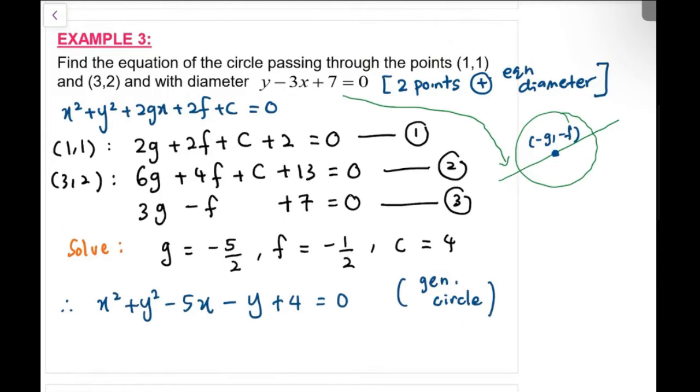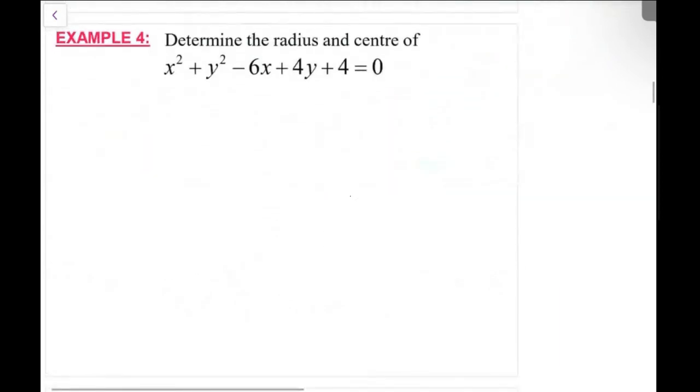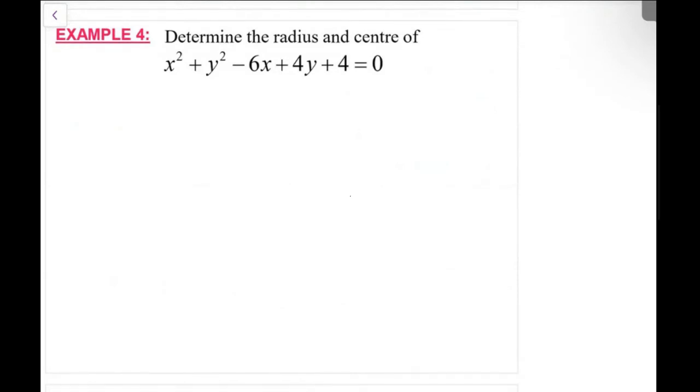Okay, settle with the third example of equation of a circle. Okay, next one. Example 4. Determine the radius and the center of a circle, given its equation. Means now the situation is the other way around. Normally, we have to find the equation of a circle. But now, given the equation of a circle, we have to find what is the center and the length of the radius. Okay, so if we compare it, this is basically the general equation of a circle.